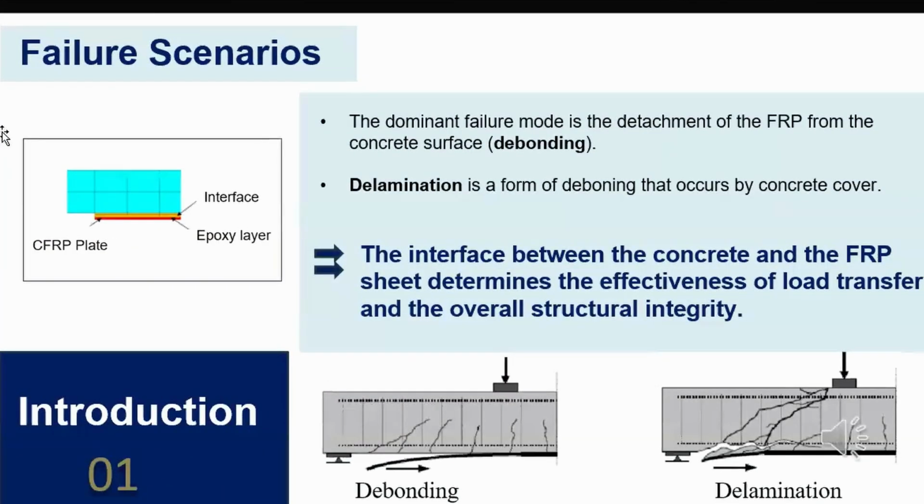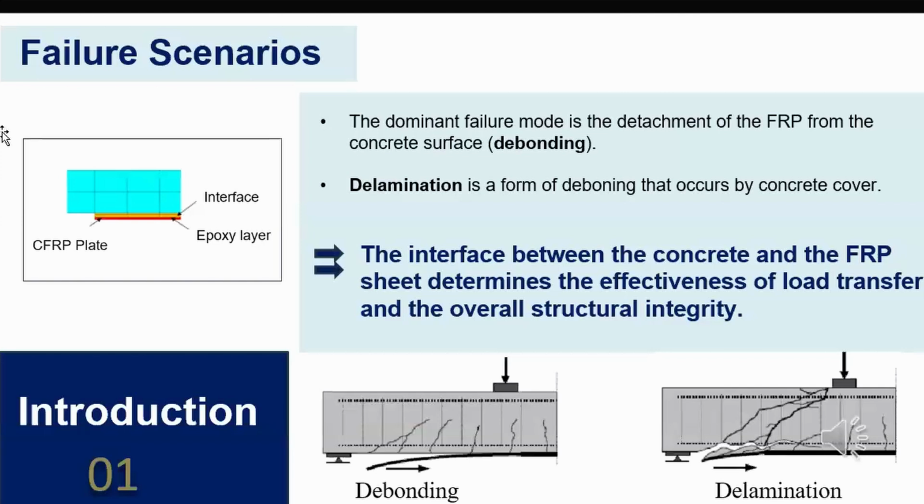One of the most critical challenges associated with FRP strengthened members is the potential for failure modes. We have two main failure modes, delamination and debonding. Debonding occurs when the FRP detaches from the concrete surface, which can significantly compromise the load-bearing capacity of the structure. This type of failure is often sudden and can lead to complete loss of the strengthening effect, making it one of the most feared scenarios in FRP application.